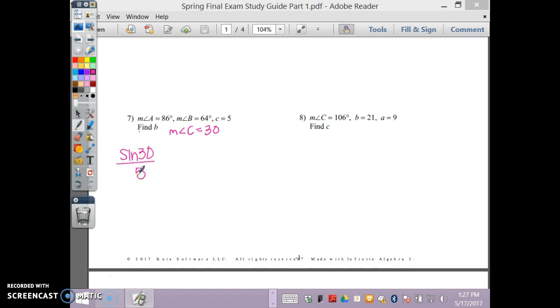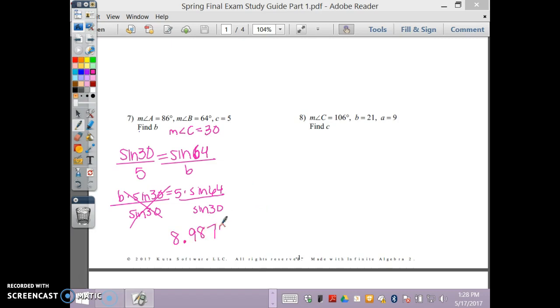So sine of 30 over 5 equals sine of 64 over B. Cross multiply, and since I'm not inversing, I don't have to check for a second side or anything. So we have 5 times the sine of 64, and we're dividing that by the sine of 30. Oops, did I do that wrong? Okay, hold on. Let me try that again. 5 times sine of 64 divided by sine of 30. 8.98... 79. Oh gosh. So right about 9.